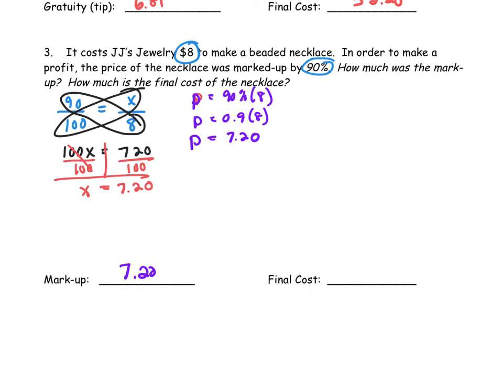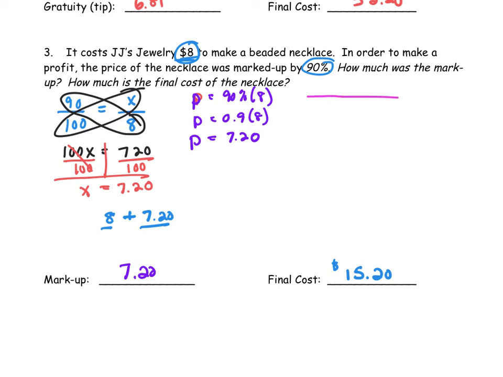Now, we could stop here. We wouldn't have to do the other method if we took the $8 that it cost to make the beaded necklace and added the markup. So cost plus markup. And we should get, if we use the other method, $15.20. That's the final cost. That's how much it would cost somebody to buy the necklace. And then JJ's Jewelry would get back the $8 that it cost them to make it, and then they'd make a profit of $7.20. So now, final step.